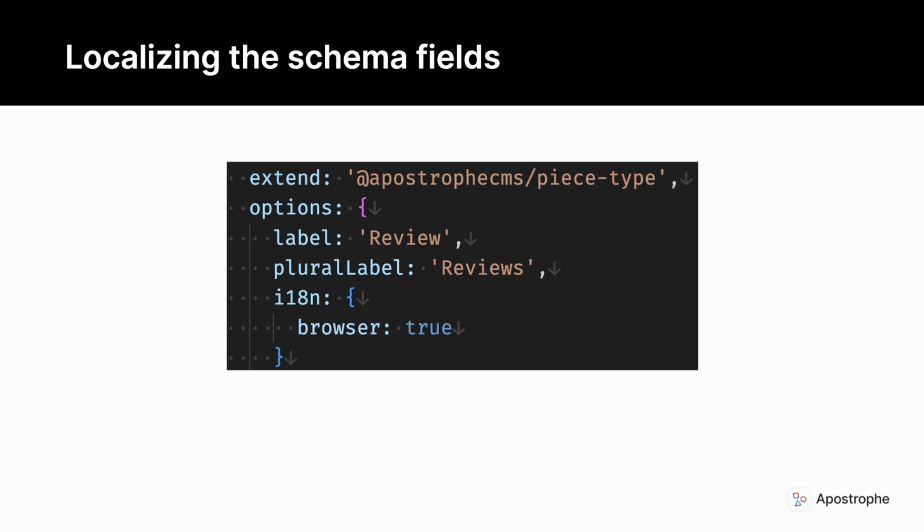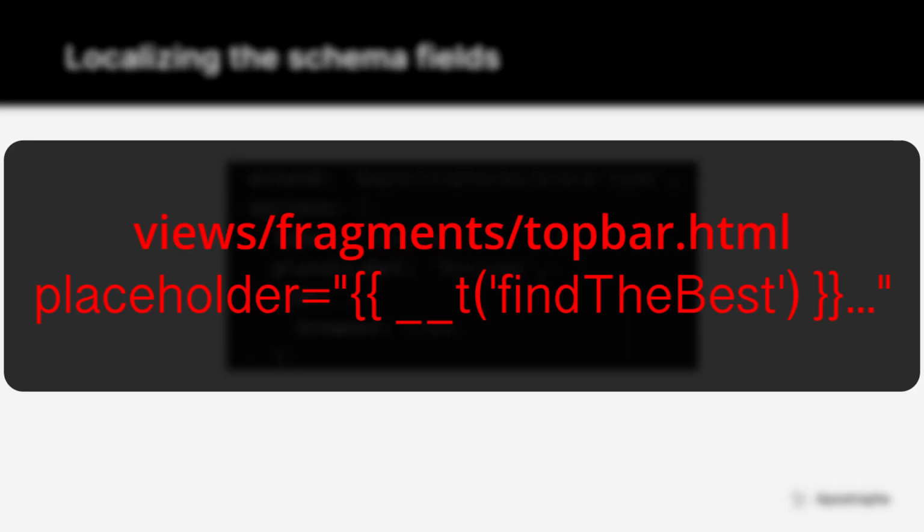Going back over to the code, in the options object, we have the standard label and plural label properties, but we also have a new property, i18n. This option allows us to localize the review piece admin UI to different languages by passing browser: true. It is slightly different from the localization that we introduced when creating our views, fragments, topbar.html fragment.